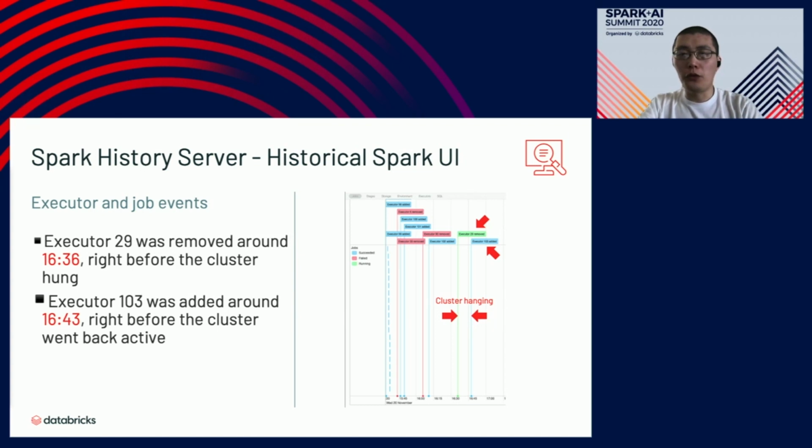From the Spark UI, we can see that one executor got removed right before the cluster hang, and another new executor was added, and that is also about the same time the cluster hang stopped.